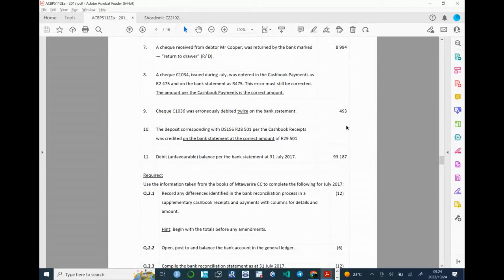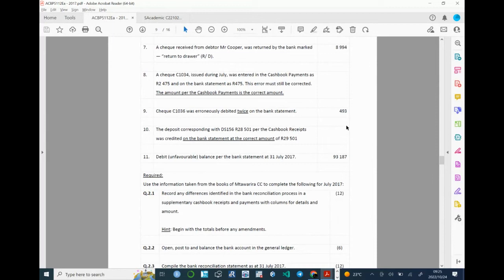Can you see the difference between those two? It's 1,000. Is your hand up? No question? So that's obviously CRJ. Last one: debit, unfavorable balance per the bank statement. Okay, so here they're basically letting us know.